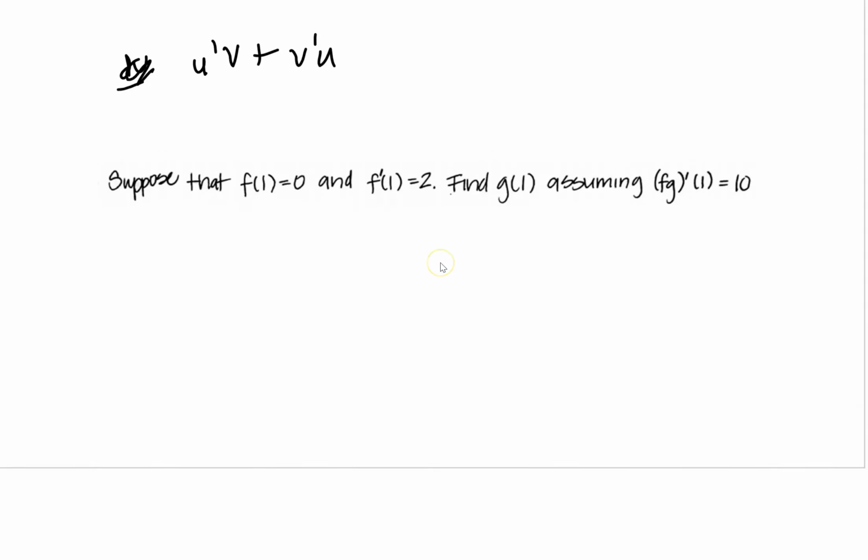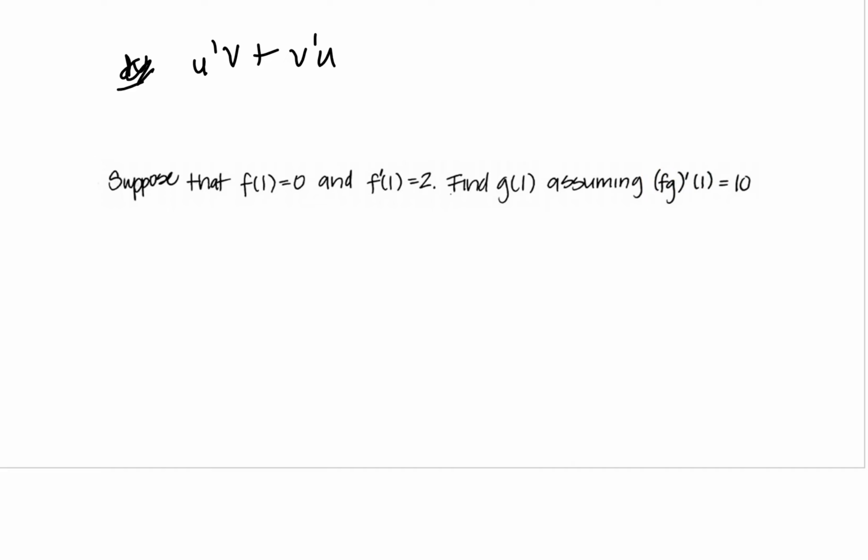And then look at this last one we're doing in this mini lesson. Suppose that f of 1 equals 0 and f prime of 1 equals 2. Find g of 1, assuming that (f times g) prime of 1 equals 10. I said that terribly, but the idea is they give you this information, and they're letting you know that (f times g) prime of 1 is 10. So when you plug 1 into the derivative, it equals 10.